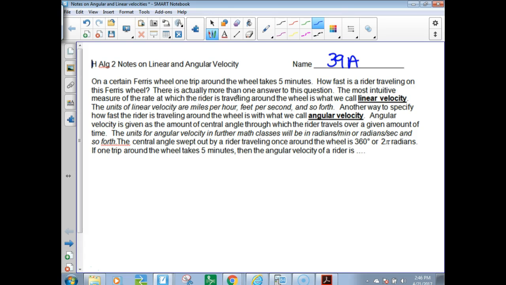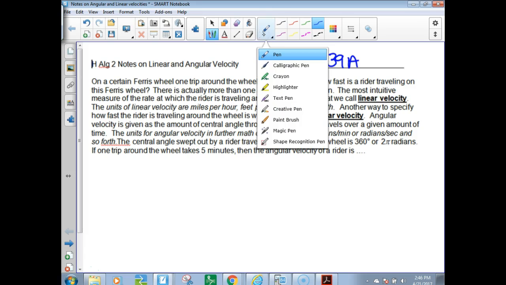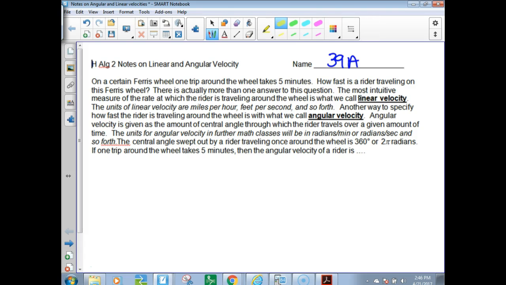The most intuitive measure of the rate at which the rider is traveling around the wheel is called linear velocity. That's what most of you would think of. The units of linear velocity are miles per hour, feet per second, and so forth.